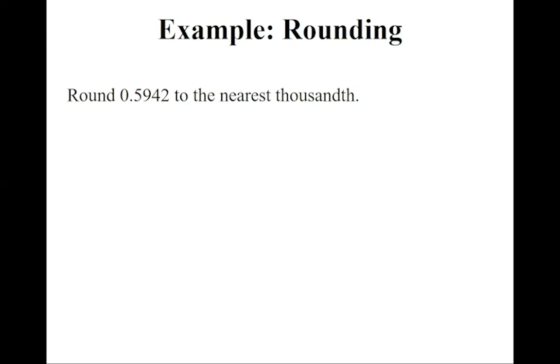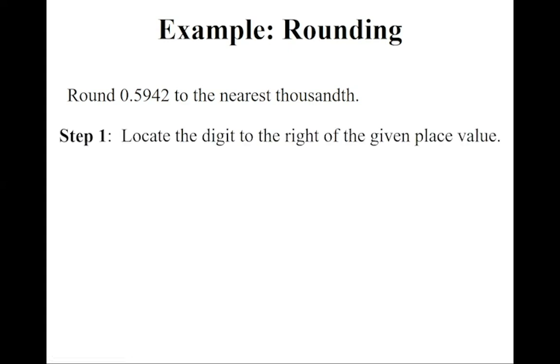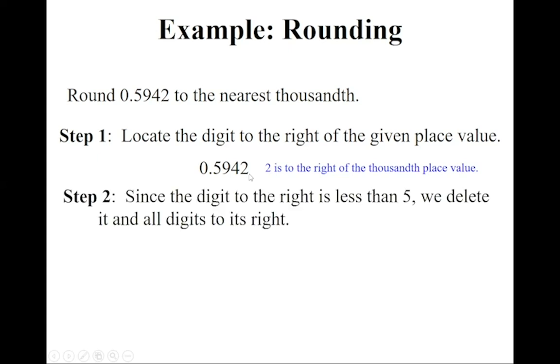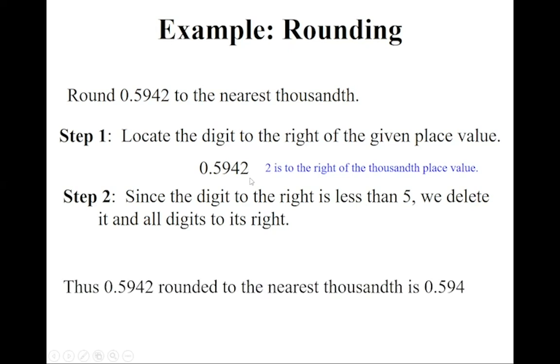Let's round 0.5942 to the nearest thousandth. It's going to end in the thousandth spot as opposed to the ten-thousandth spot that it's ending in right now. Locate the digit to the right of the given place value. The given place value is thousandths. That's a 4. 2 is to the right of that. Since it's less than 5, we drop it and all digits to the right. There's nothing to the right of it, so we're just going to drop it. 0.594, 594 thousandths.